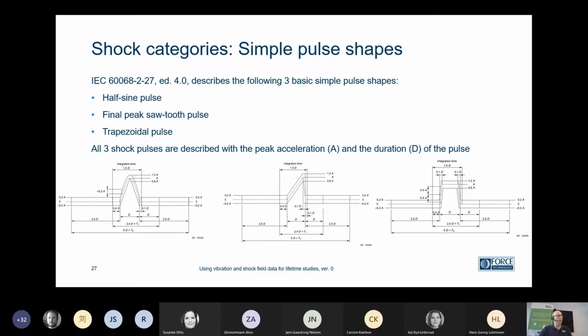A little bit about shock categories. We can have this where we have a simple pulse shape in the time history. It could be a half sine, it could be a sawtooth, or it could be a trapezoidal. And we talk about the acceleration, the peak value, and the duration of the main pulse. And sometimes we can find these kind of data.